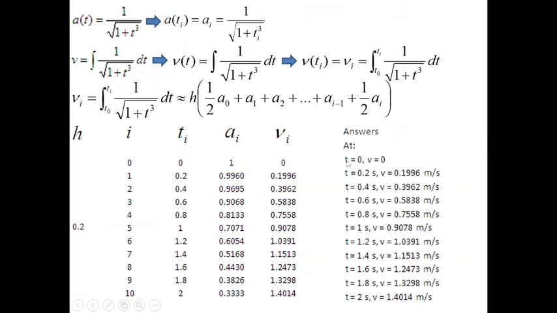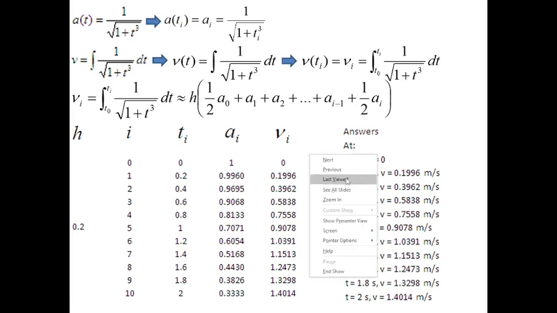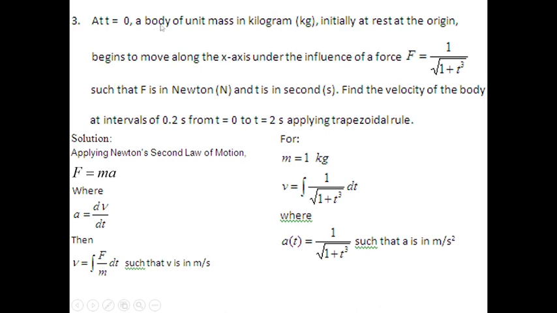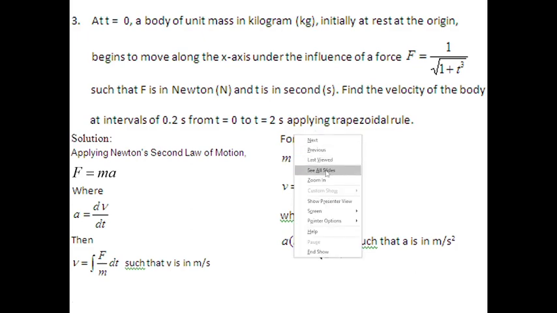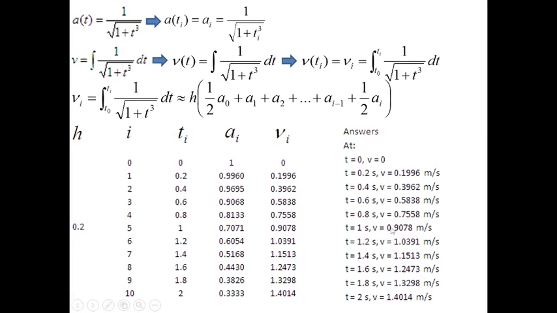At time equals 0, v equals 0. So there will be no velocity at time equals 0. So it is at rest. The body is at rest. As stated in the problem, at t equals 0, a body of unit mass in kilogram is initially at rest at the origin. Therefore, at time equals 0, v equals 0. It's not yet moving. So that's why we have 0 here.